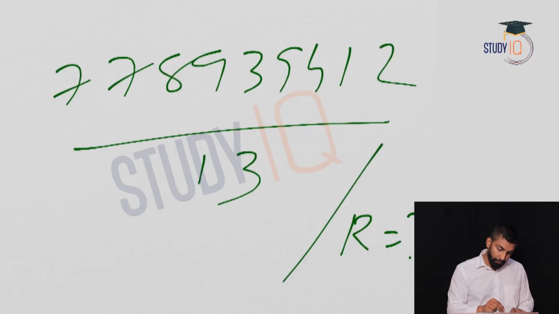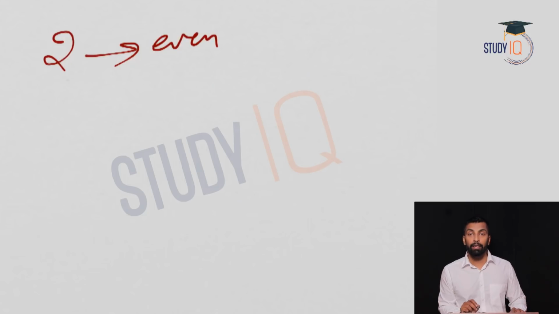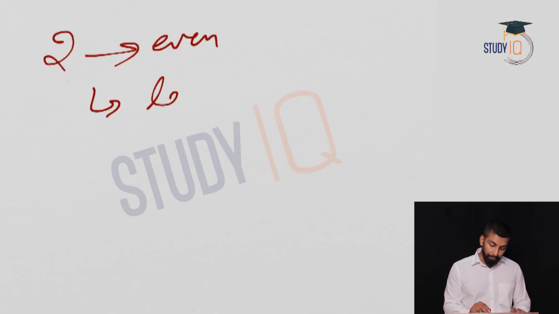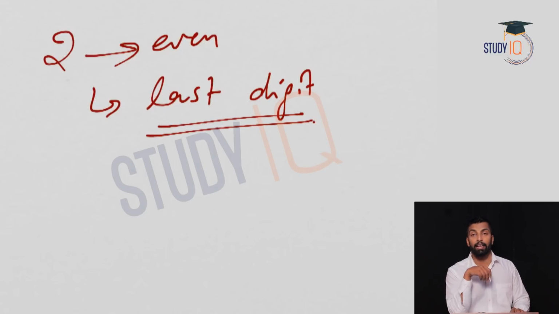Okay, so all of you know the divisibility rule of 2. The number should be an even number. So basically this is based on the last digit. The divisibility rule of 2 is based on the last digit. The last digit must be an even number.